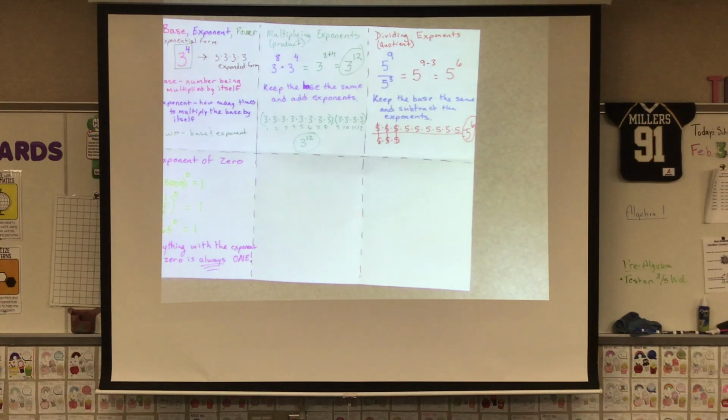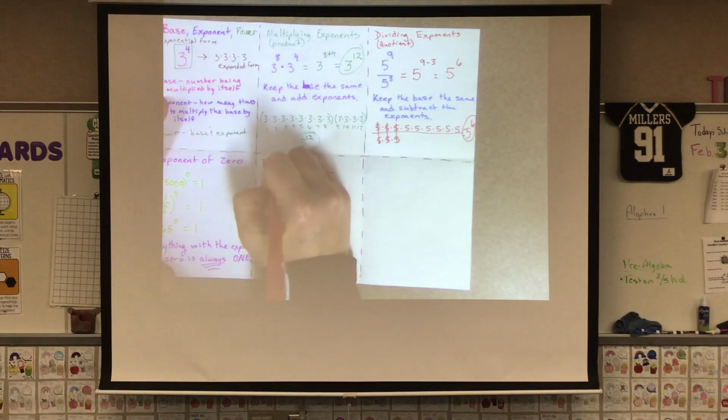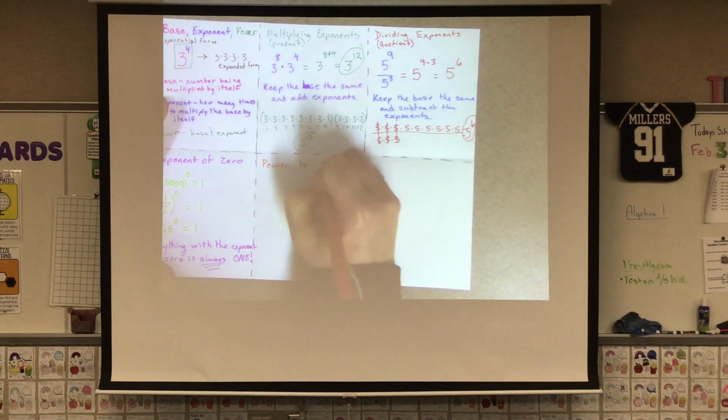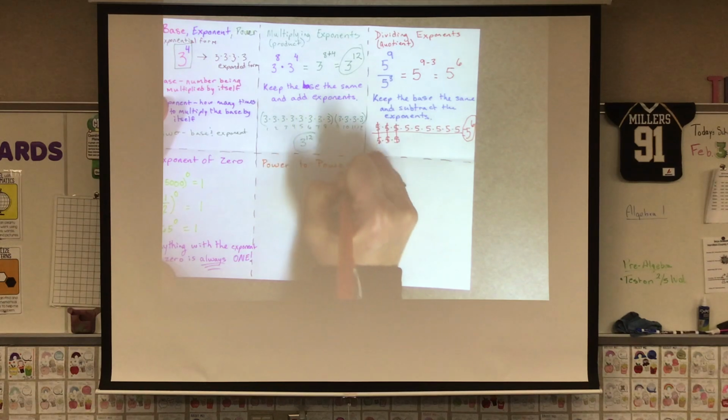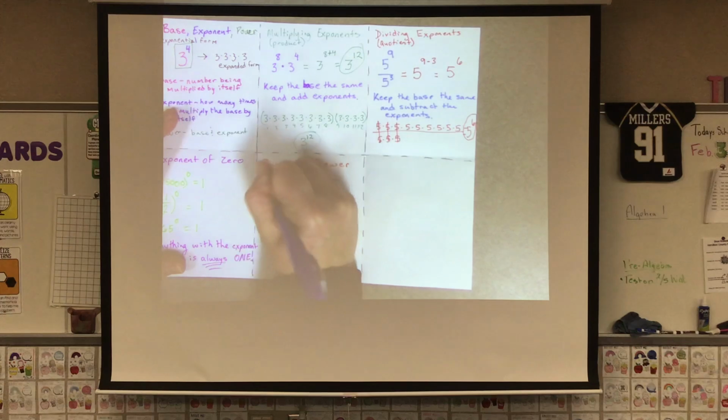Next, we are going to head to power to a power. Power to a power is like what it sounds like. Remember that when we talk about power, it's a base to an exponent. So this time around, we're going to have a base to an exponent and then to an exponent. This becomes power to power, like I said earlier. And this is when we are actually going to multiply our exponents.